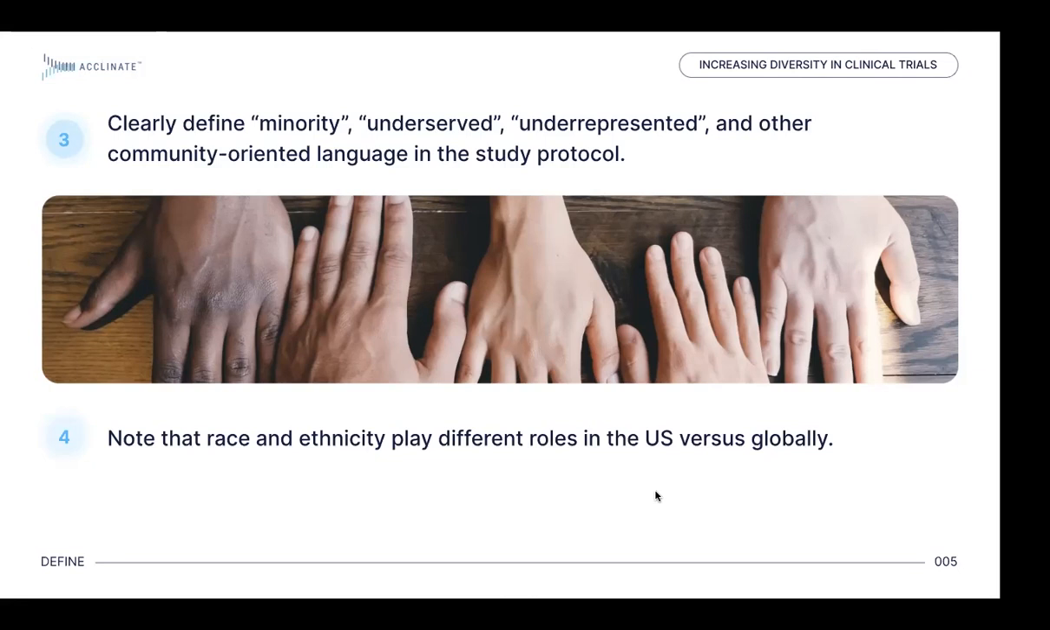So it's really important that you align as a team, and align with your investigators, community partners, and CROs on what you're trying to achieve and who you're trying to reach in your studies.